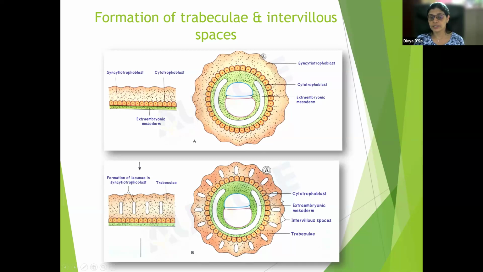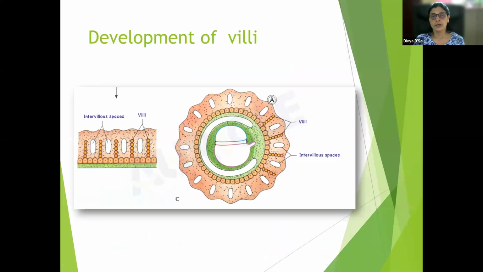So these spaces are now called the intervillous spaces because they will be lying between the villi. The villus is developing in this part, between the two lacunae. So first stage, towards the embryonic pole, only the cytotrophoblast will project between the intervillous spaces. This we call the primary villi. So the first stage is the formation of the primary villi.